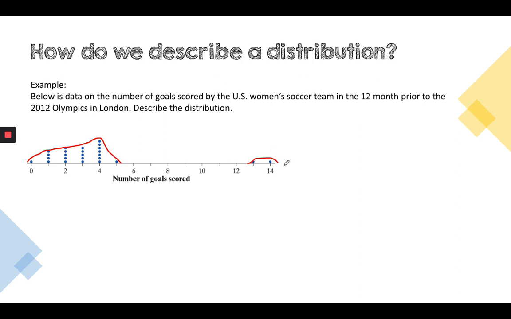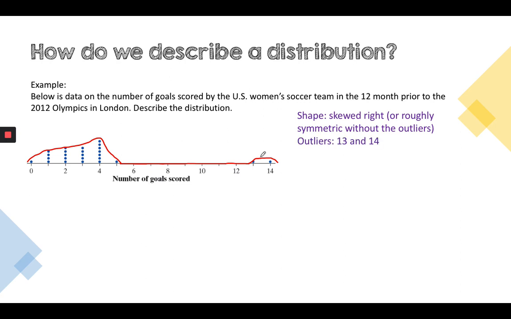If you are including these outliers out here, you can kind of picture there's like a tail going all the way out this way to these outliers, and in that case, it'd be skewed to the right. You're just trying to give an idea of what the graph looks like if someone wasn't actually looking at it, what the shape would look like. So I'm just going to say skewed right, or roughly symmetric without the outliers. So outliers, they're at 13 and 14.